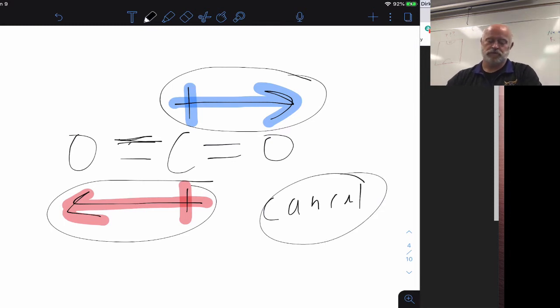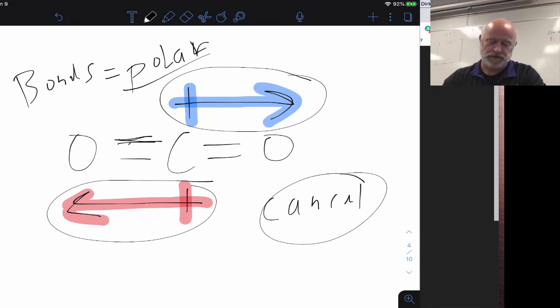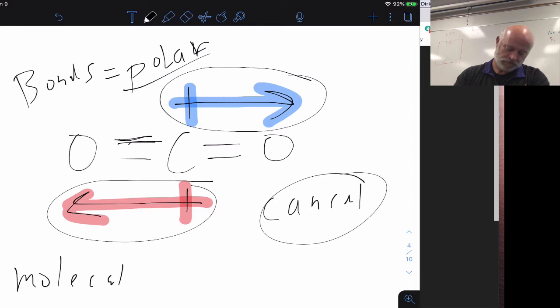So even though this molecule has polar bonds on it, so yes, the bonds are polar, for sure, those bonds are polar. The molecule here results in being non-polar.